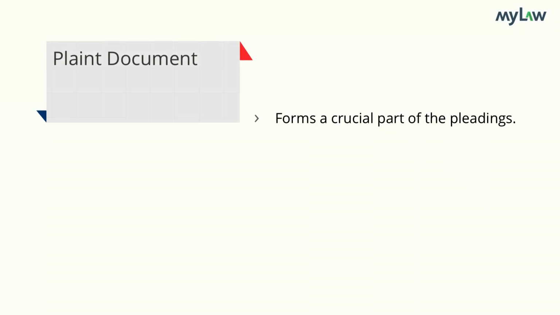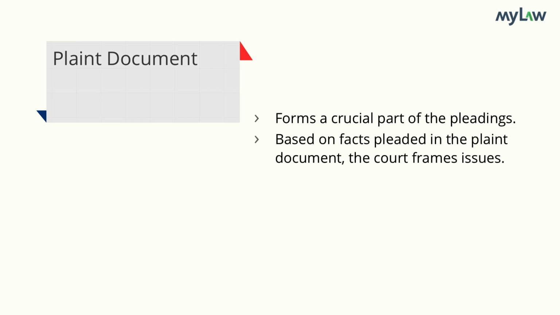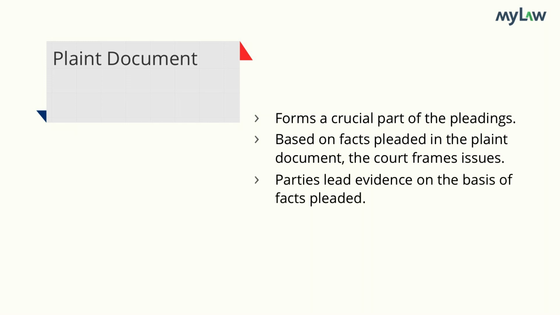But before that, it is important to understand the role that the plaint document plays in the trial process. As you learnt in Unit 1, the trial comprises 4 important stages: pleadings, issues, evidence, and arguments. The plaint document plays a major role in 3 of these 4 stages. It forms a part of the pleadings, and it is important to ensure that every relevant fact is stated in the plaint document. Based on facts pleaded in the plaint document, the court frames the issues in the case. And then the parties can lead evidence.